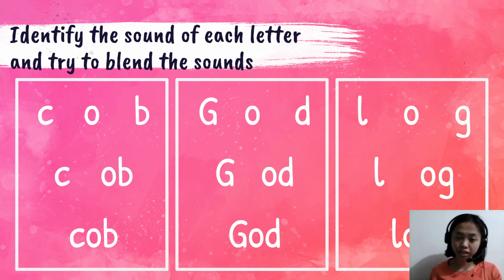Next, the second box. G, that sounds G. O, that sounds O. And D, that sounds D. Now, can you guess the word? G plus od equals God. That's correct. Next, the last box. L, that sounds L. O, that sounds O. And G, that sounds G. O plus G equals og. L plus og, put all the sounds together, will become log. That's right.